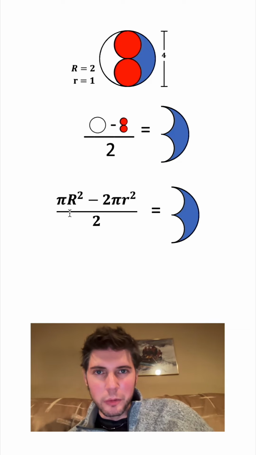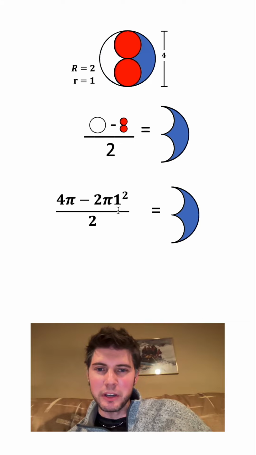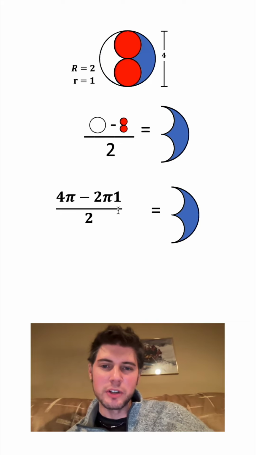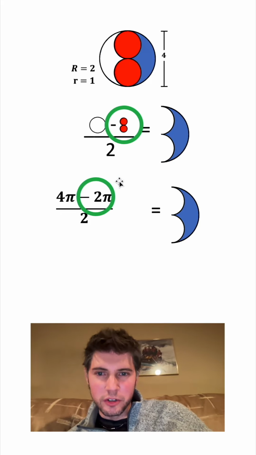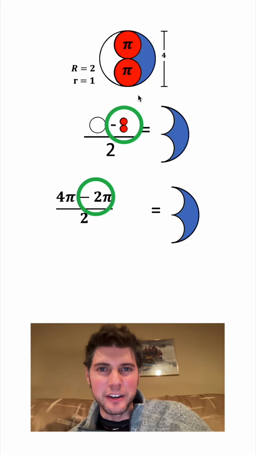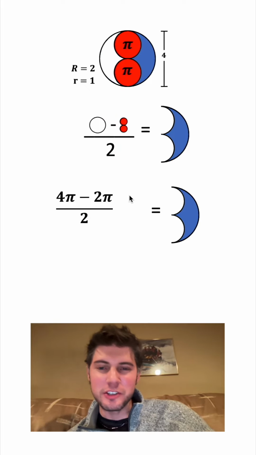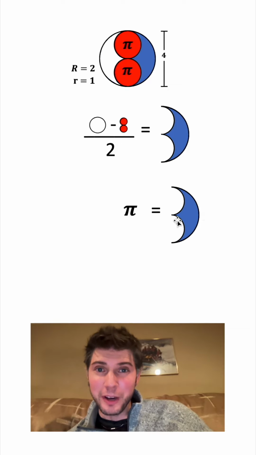So for this capital R we'll plug in a 2. 2 squared is 4, and we can switch these to be 4 pi. And then for this lowercase r, we're going to plug in a 1. 1 squared is 1, and 2 times 1 is just 2. These 2 circles are equal to 2 pi. That means that each of these circles has an area of exactly pi. That's pretty cool. And then 4 pi minus 2 pi is just 2 pi, and 2 pi divided by 2 is pi. So this figure also has an area of pi.